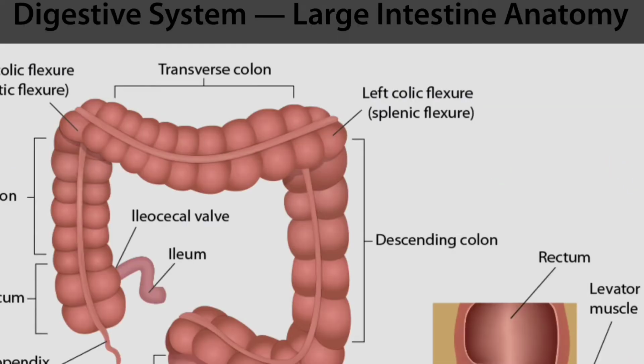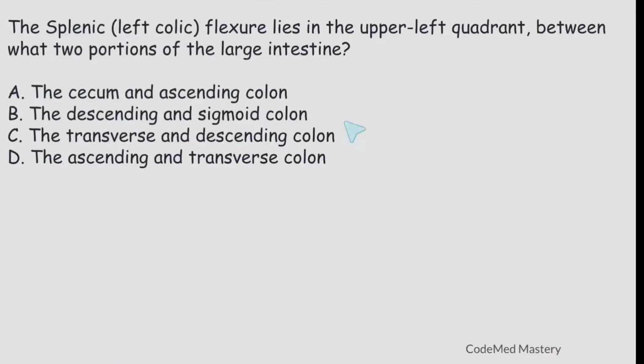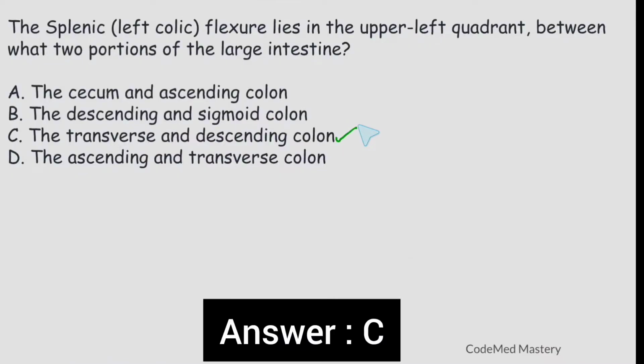In your ICD manual, in anatomical illustrations, you can find the diagram of the digestive system, large intestine anatomy. You can see that the left colic flexure, that is splenic flexure, lies in between the transverse colon and descending colon. So, the right answer will be option C, the transverse and descending colon.